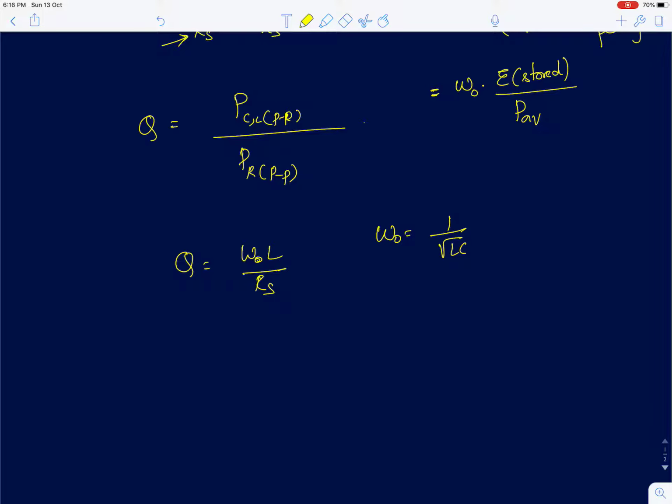So in this lecture, we'll see how to define Q for a series RLC circuit. Q here is omega naught L by RS by the first definition, or this is also equal to 1 by omega naught RS into C. And we know that at resonant frequency, omega naught L will simply be equal to 1 by omega naught C.